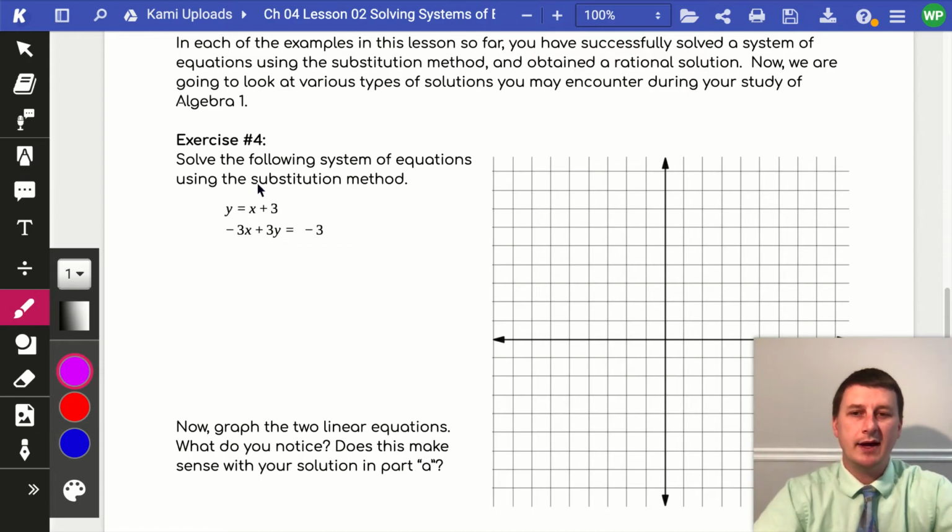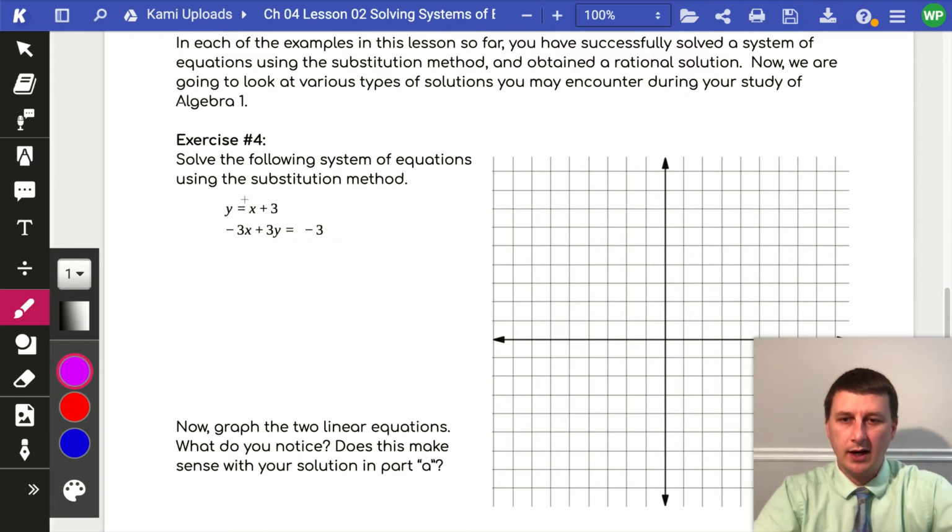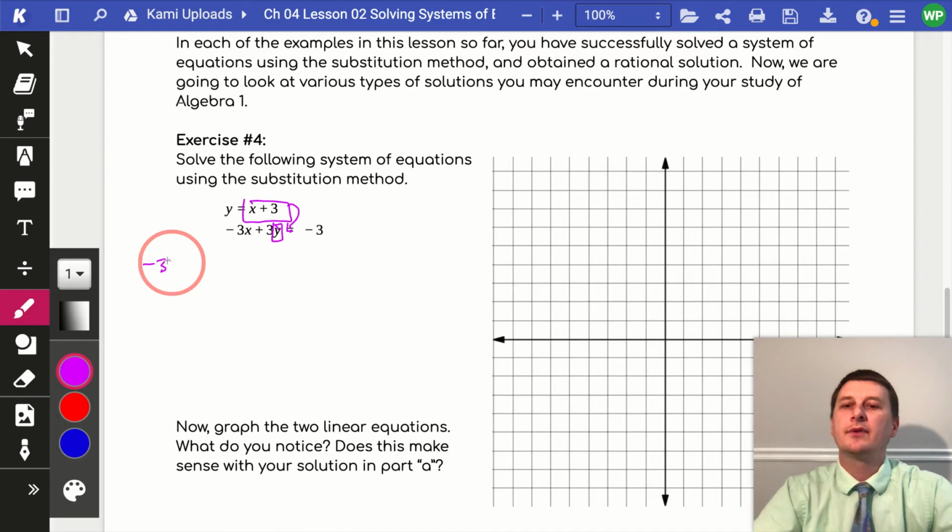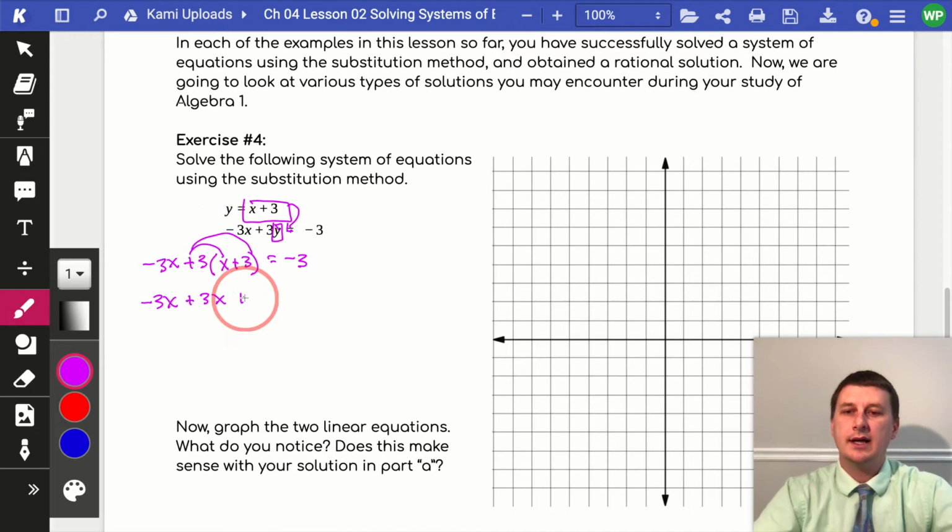the substitution method. So we know our y value here is x plus 3. So I'm going to take that y value, and I'm going to substitute x plus 3 into y in our second equation. So this value is going right there. So I have negative 3x plus 3 times (x plus 3) is equal to negative 3. And I'm going to have negative 3x, distribute the 3, I'll get 3x plus 9 is equal to negative 3.